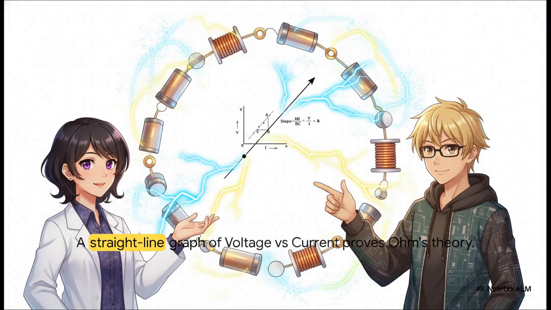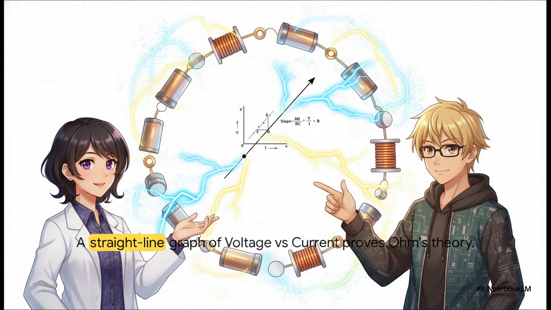When we plot all of those data points on a graph with voltage on the y-axis and current on the x-axis, we do not get some random, messy scatter of dots. No, we get a perfectly straight line passing right through the origin. The simple fact that it's a straight line is visual confirmation of that direct proportionality Ohm proposed.